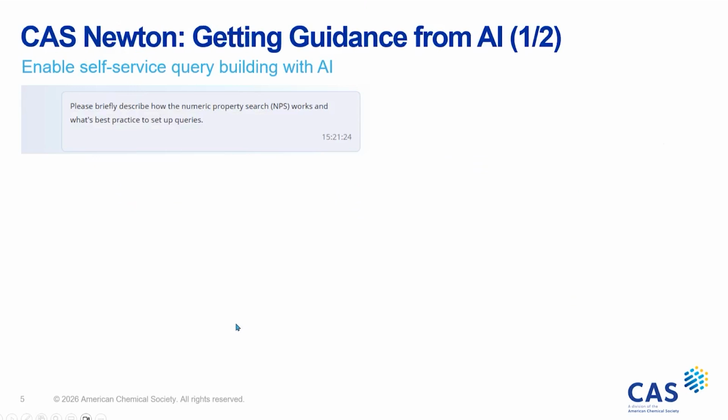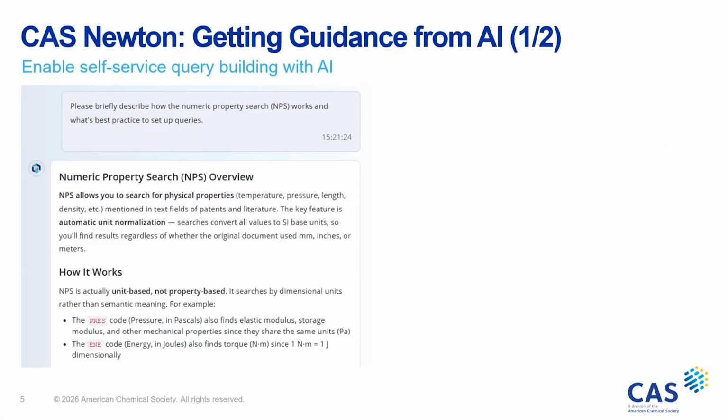Right, let's shift gears a little bit and move to CS Newton and have a look at a few cases. I would like to start at the very beginning and receive guidance from the artificial intelligence. So I'd like to ask the assistant to support me and enable self-service query building. I'm asking: please briefly describe how the numeric property search works and what's best practice to set up queries. I would like to have an explanation, potentially execute it myself, but I'd like to learn how I can use it.